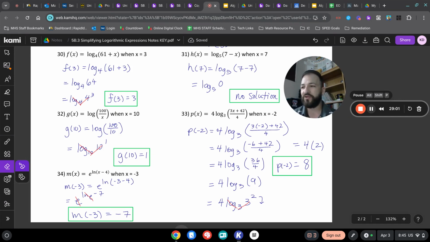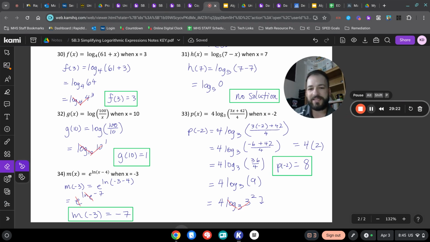So if you're trying to test this or check this out on your calculator, if you try to do the log of 0 or the log of a negative number, it will tell you error not in the domain because we don't have those numbers in our domain and we can't actually evaluate them. So that's why 31 is no solution. Okay, we don't actually have any value when x is equal to 7.